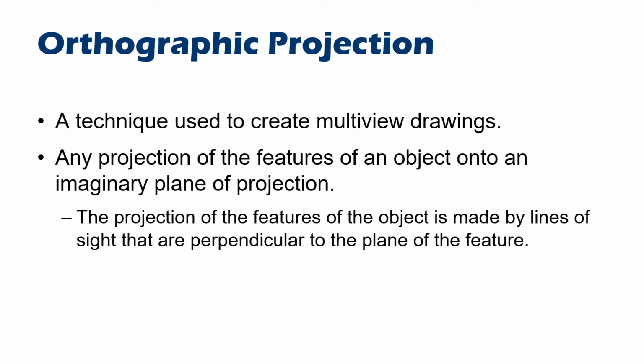So an orthographic projection sounds fancy, but orthographic just means like 90 degrees. And a projection, if you've ever seen a movie theater projection screen before, it's like you're putting something onto a screen. Well, we're going to be putting the object's outline onto not a screen, but what they call a plane in space. And again, orthographic means 90 degrees. So you're looking right at that object from the plane.